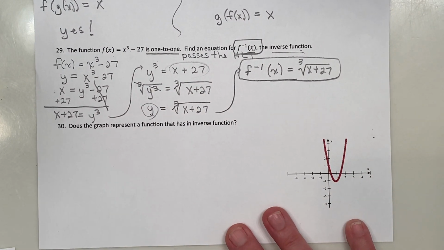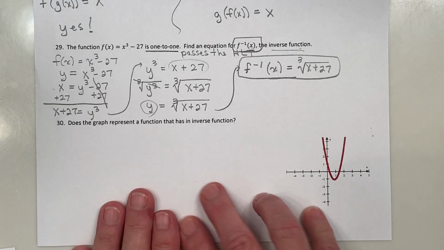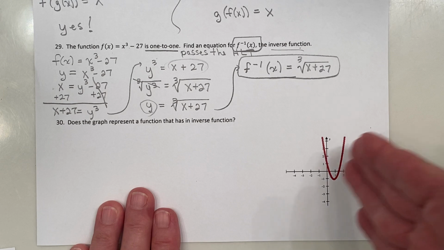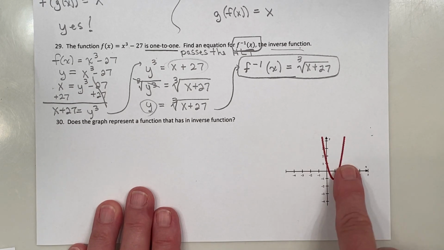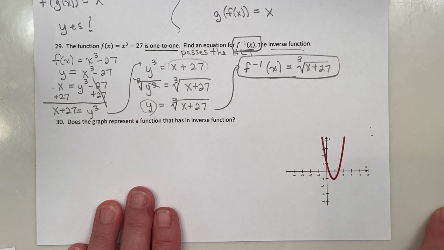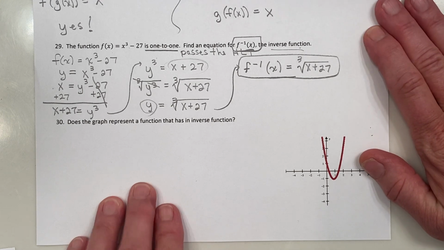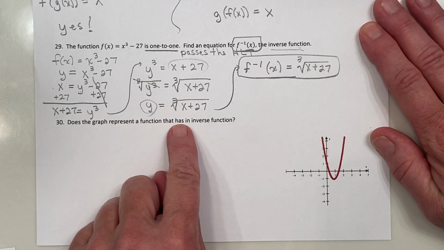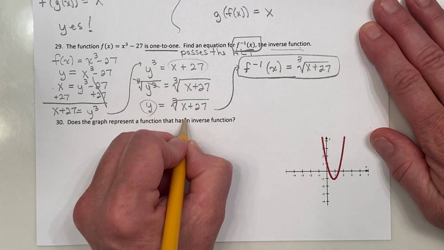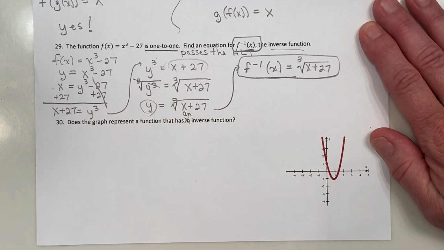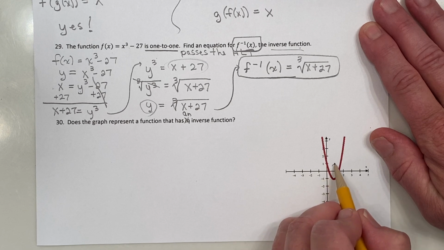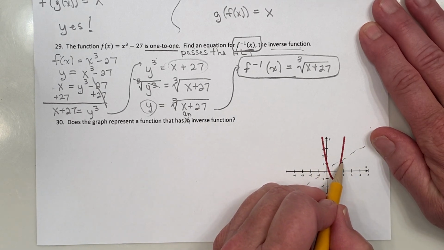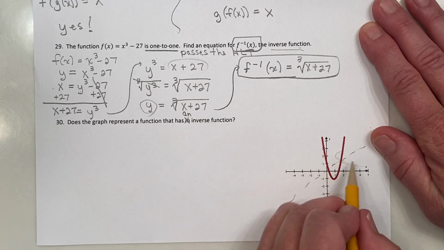Okay, so let's look at the language of the question in 30. 30 says, here's a graph. Does this graph represent a function? It is a function. It passes the vertical line test. Does this graph represent a function that has an inverse that's also a function? Well, if I were to reflect across y equals x, that graph would probably look something like this.